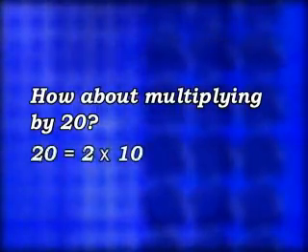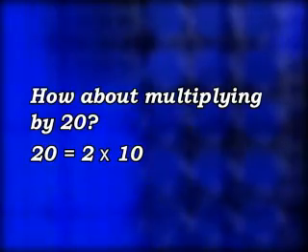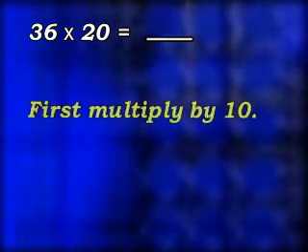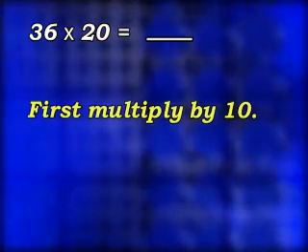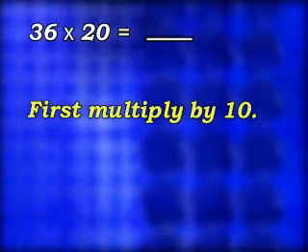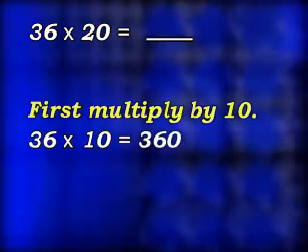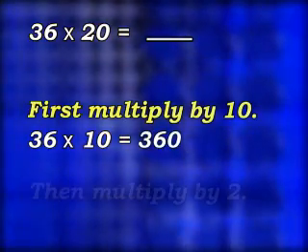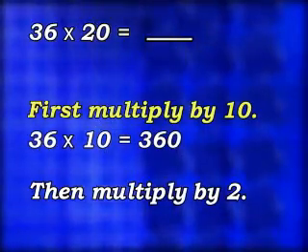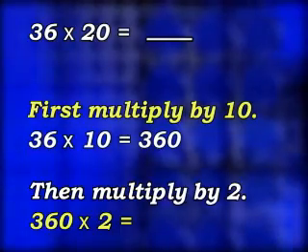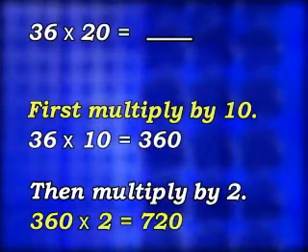That's easy too, because 20 is the same as 2 times 10. So if we want to multiply 36 by 20, first we multiply by 10. All we do is add a 0. 36 times 10 equals 360. Then we multiply by 2. 360 times 2 equals 720.